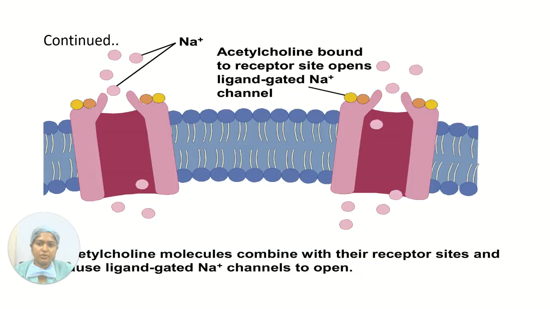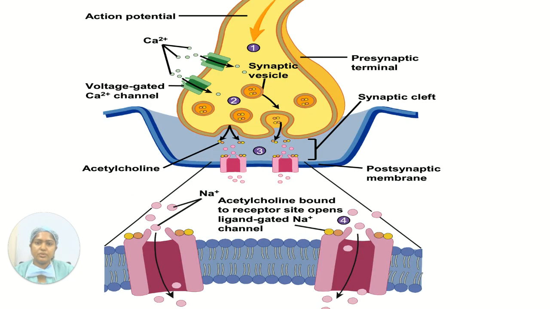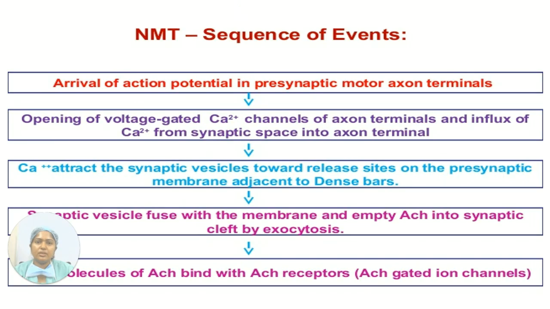So as we see in the picture, acetylcholine molecules combine with their receptor sites and cause ligand-gated sodium channels to open. This is the same thing which is depicted in the picture that we have already discussed. Then once again, the sequence of events for the neuromuscular transmission.